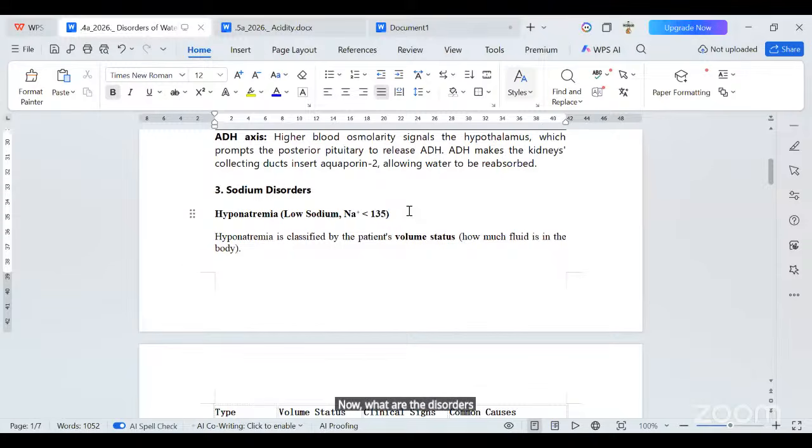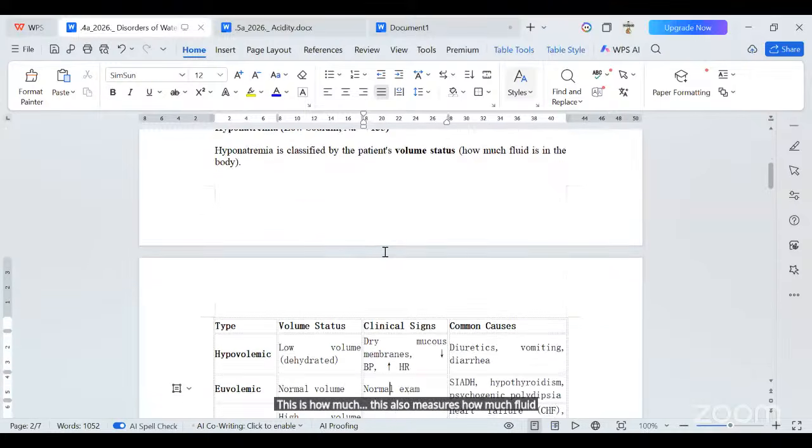Some disorders of water in our body. We have the sodium disorders. And the first we'll be talking about is hyponatremia. Hyponatremia is when the level of sodium is below 135. This also measures how much fluid is in the body.